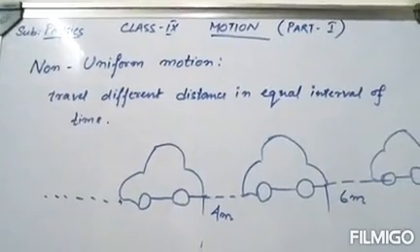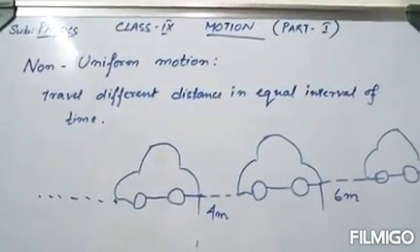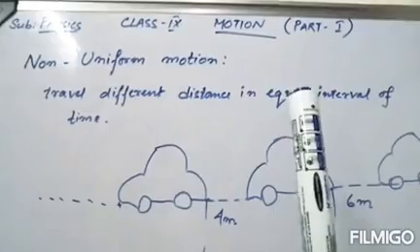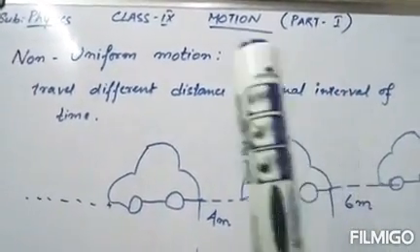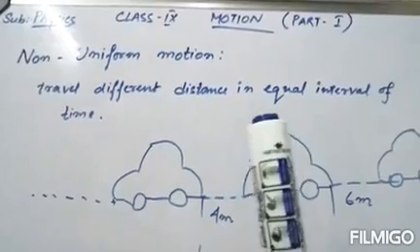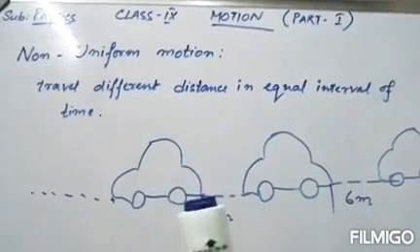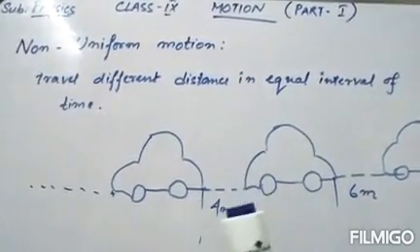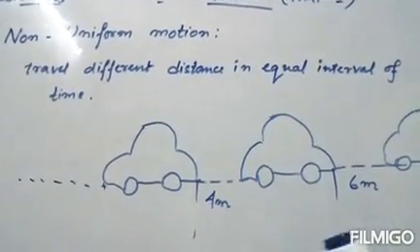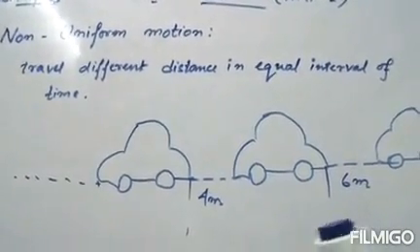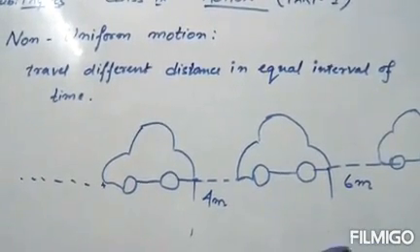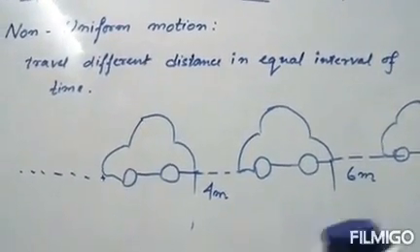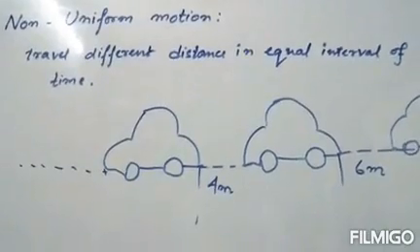Now see, let's describe non-uniform motion. Here non-uniform motion means what? The body will travel different distances in equal intervals of time. That means the time interval, the time we are calculating, will not change, but the distance covered will change. Okay, that means what is changing? Actually the speed is changing. Sometimes it will go slow, sometimes it will move fast. If you see this type of motion, that is known as non-uniform motion.